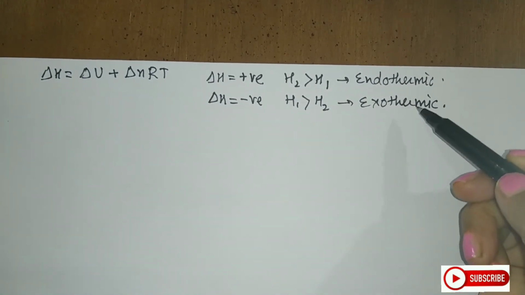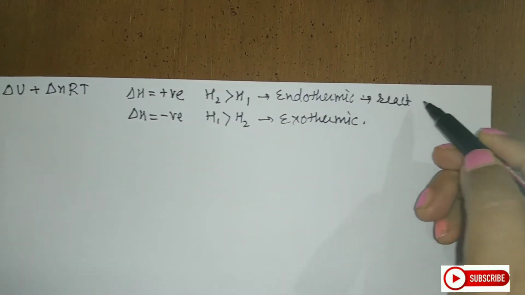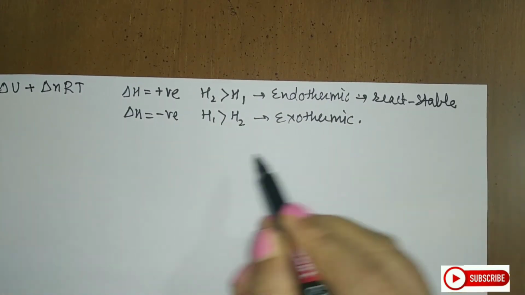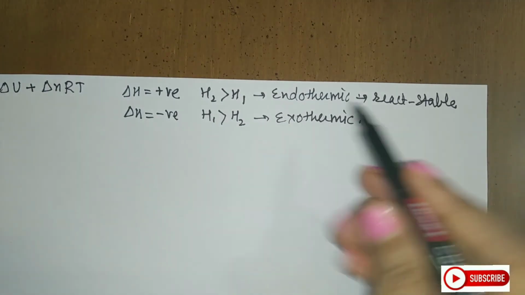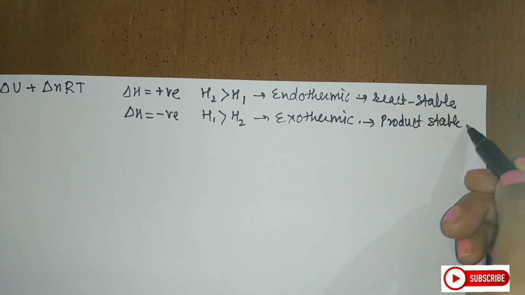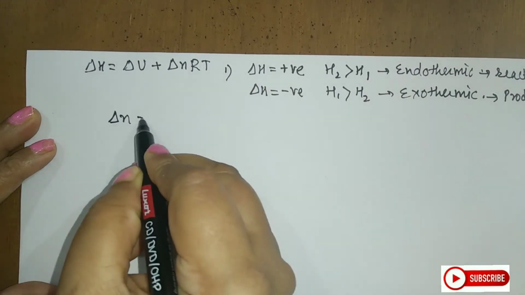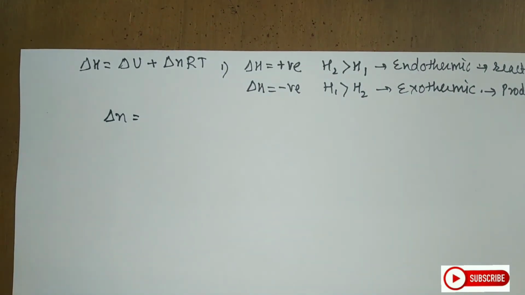So why is it important? When it is an endothermic reaction, the reactants are more stable as compared to products, while if the reaction is exothermic, then the products will be more stable as compared to reactants. The second sign convention is related to delta N. Depending upon the sign of delta N, let us see how you can predict the relation between delta H and delta U.